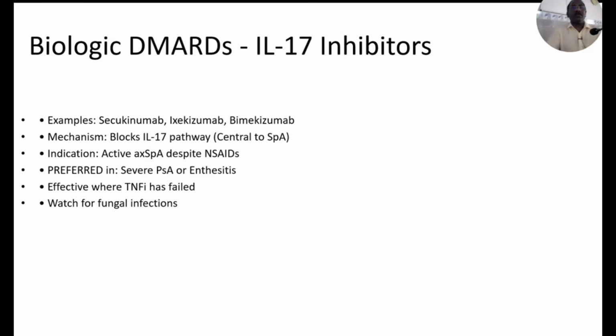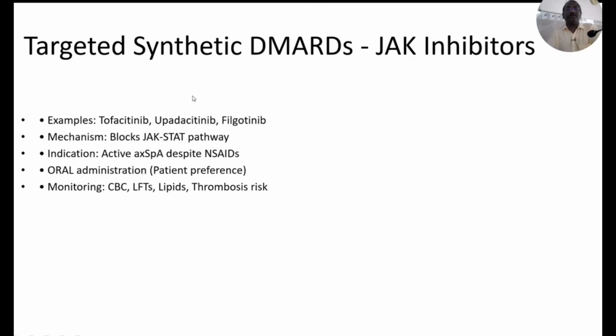I think I stop here. The biological DMARD, interleukin 17 inhibitors, is for psoriatic arthritis. This point I already told you. In severe psoriatic arthritis, we prefer the interleukin 17 inhibitor, whereas the TNF alpha inhibitor we prefer in ankylosing spondylitis.